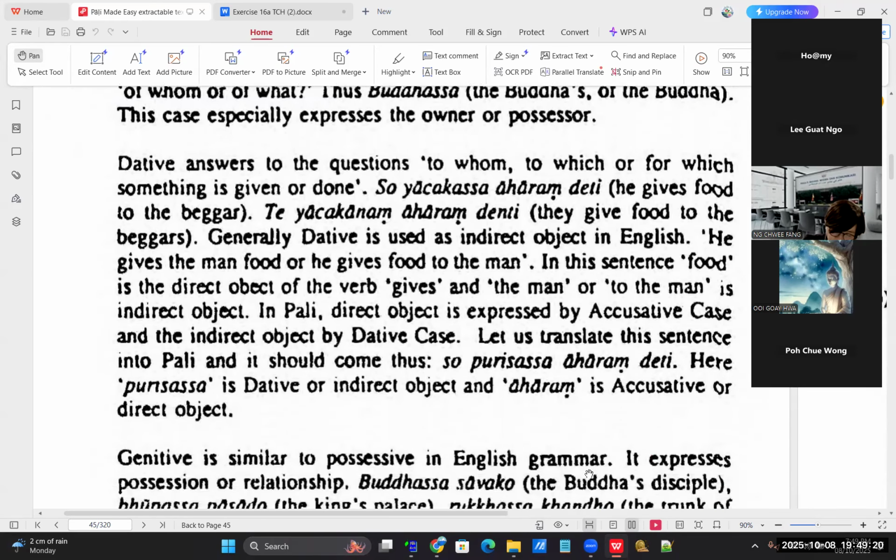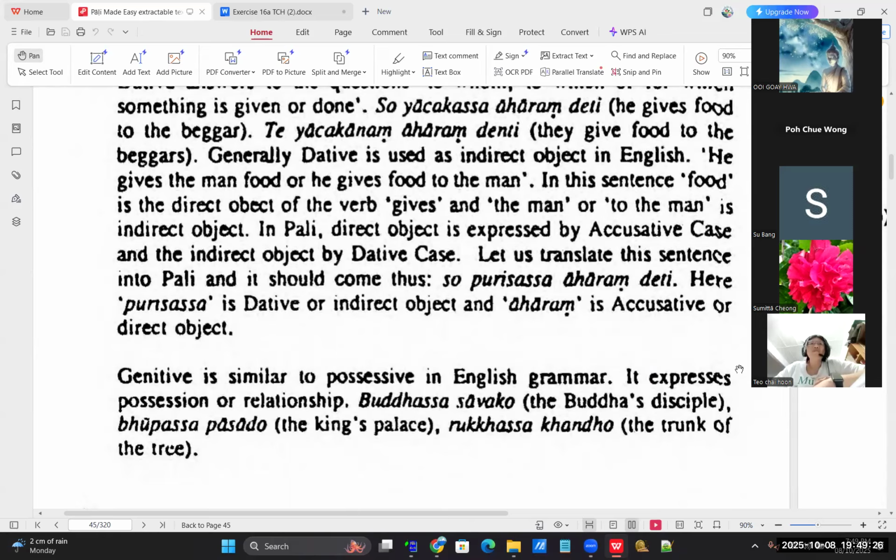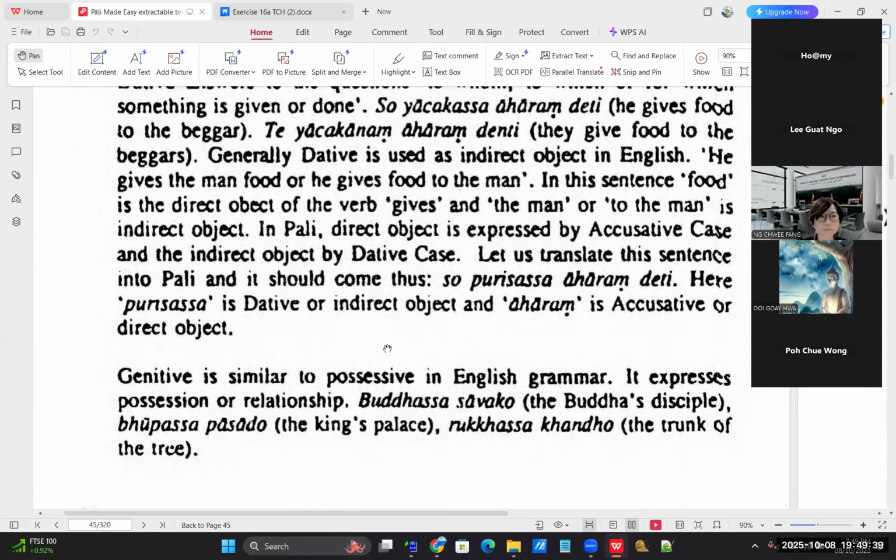Okay, so the rest are quite simple. Genitive is similar to possessive in English. So when you write in the table, in your own exercise, genitive is possessive. Sometimes you can even use the word genitive in terms of English grammar, right? When we ask you to write, first is English grammar, then Pali grammar. So you can use possessive or genitive, because genitive is also English grammar. It expresses the possession or relationship.